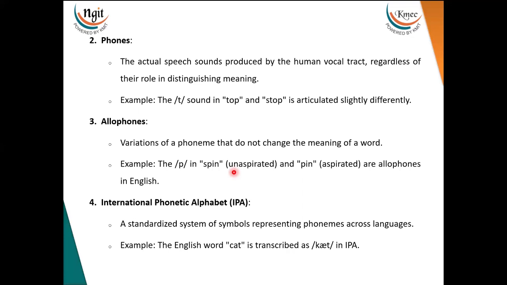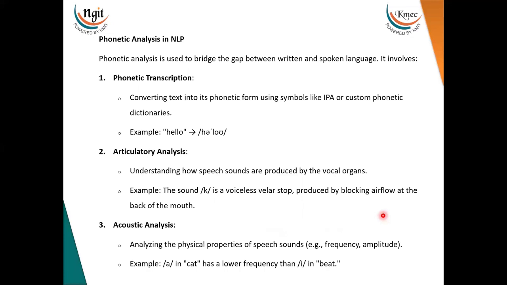And next is the International Phonetic Alphabet, that we call IPA. It is a standardized system of symbols representing phonemes across languages, where the English word cat is transcribed in this way. That is about IPA.